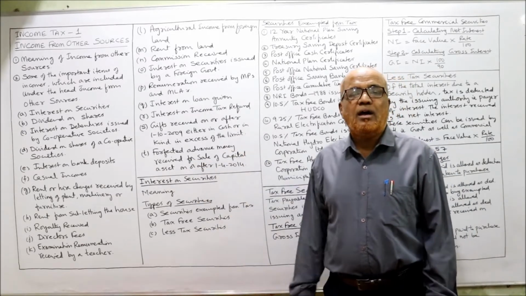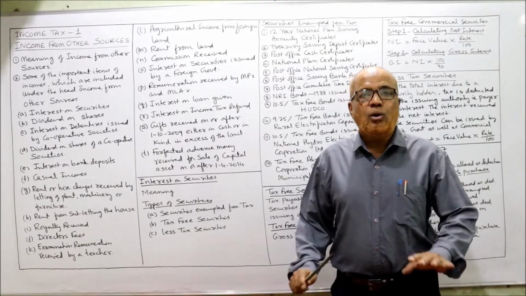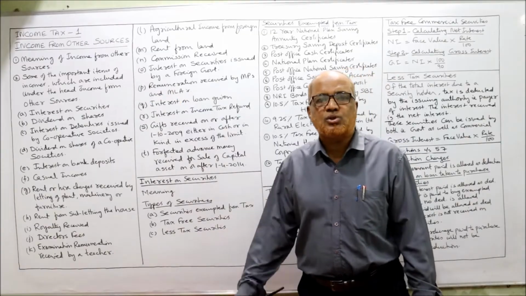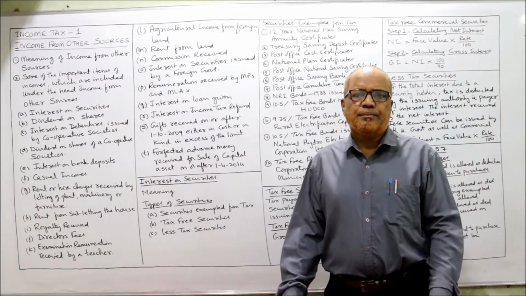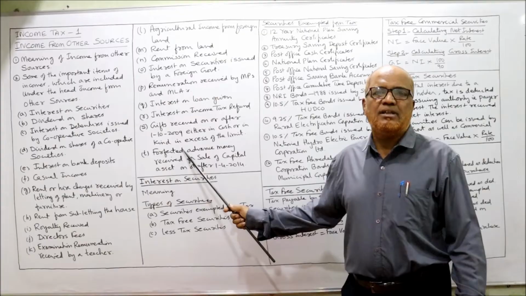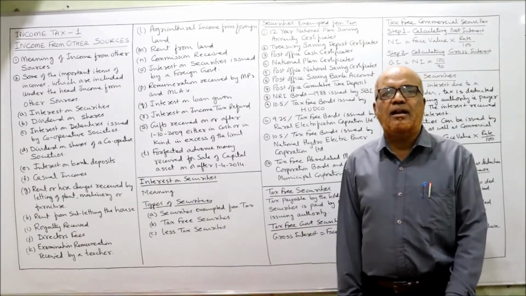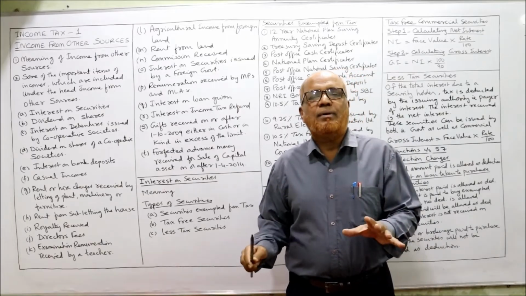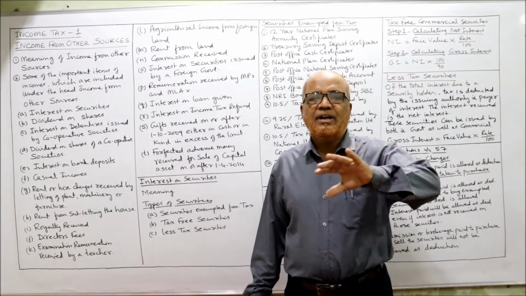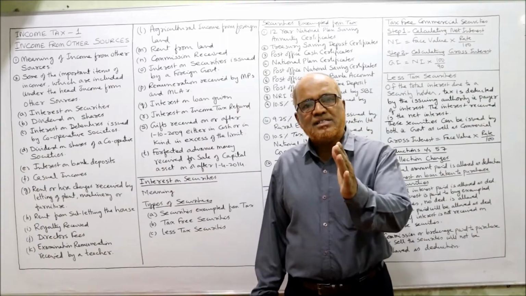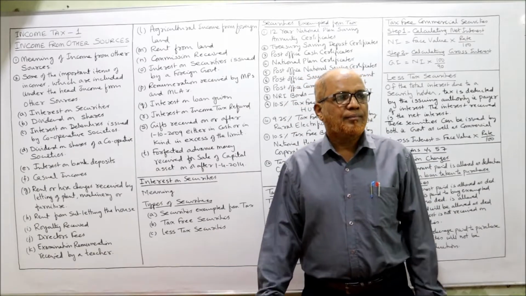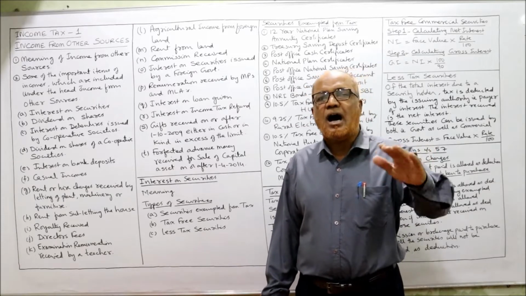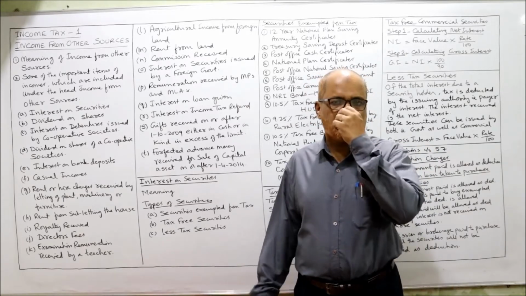So these are a few examples I've explained. Don't think that these are the only items which come under income from other sources. Any income can come. Here I have given only a few examples of income which are taxable under income from other sources. Now, the whole chapter of income from other sources we divide into two parts. The first part is interest on securities. The second part is other income other than interest on securities.